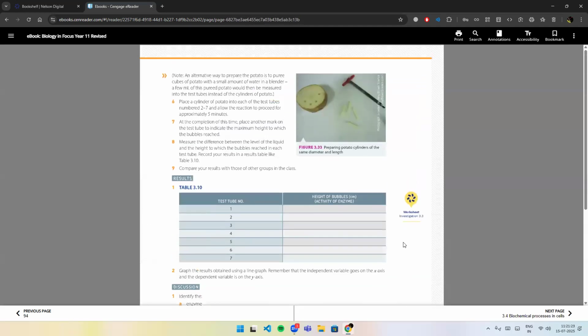Note, an alternative way to prepare the potato is to puree cubes of potato with a small amount of water in a blender. A few ml of this pureed potato would then be measured into the test tubes instead of the cylinders of potato.